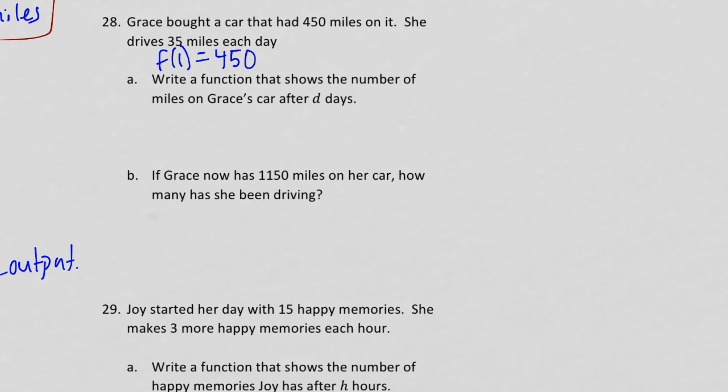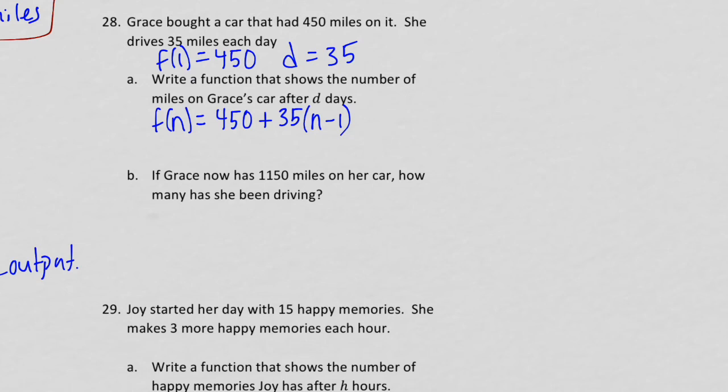And D, the common difference, is increasing by 35, right? She's driving 35 miles each day. So using that, we can write a function, f of n equals 450 plus D, 35, times n minus 1. There you go.